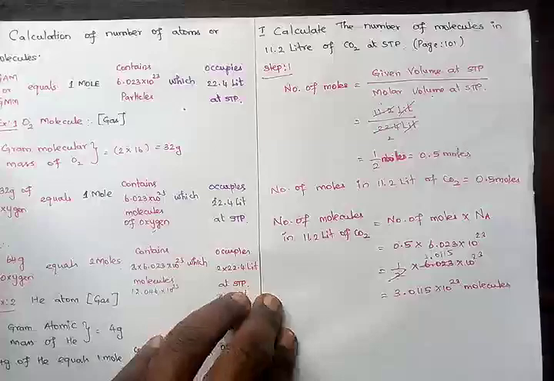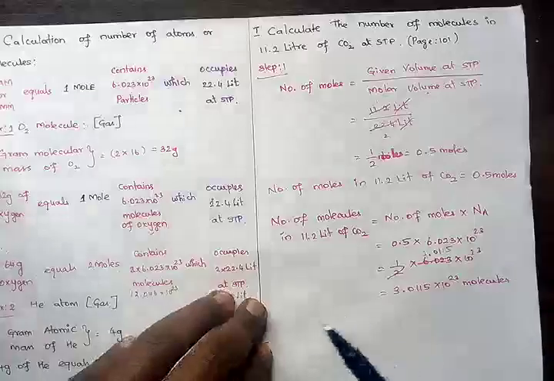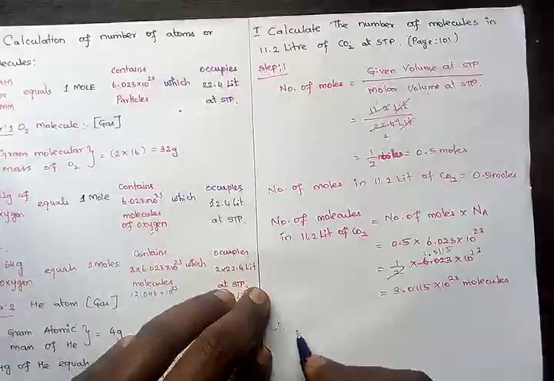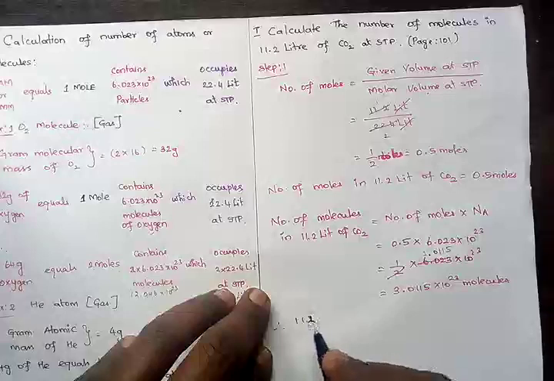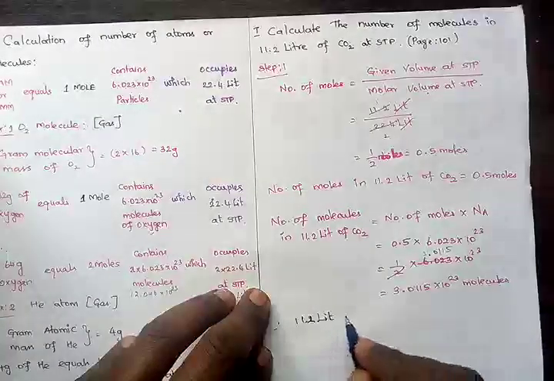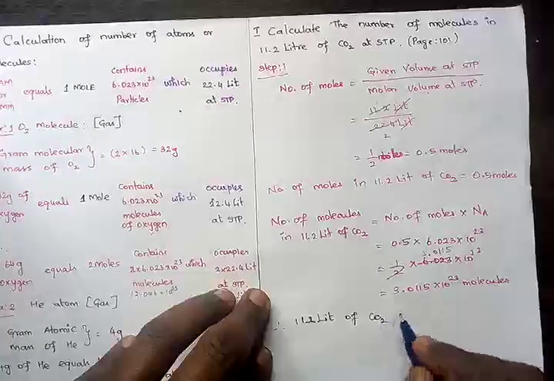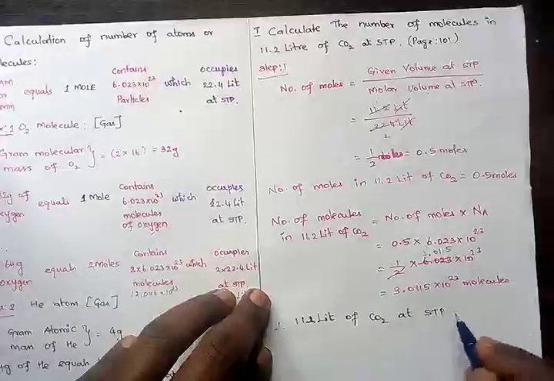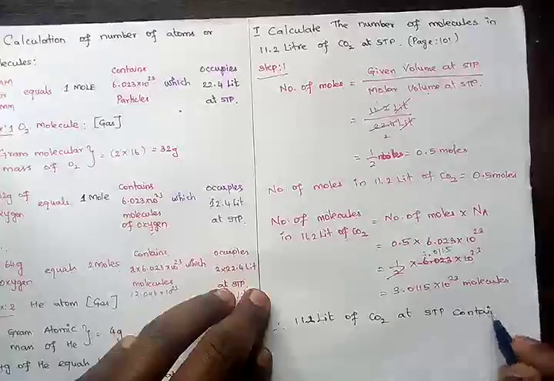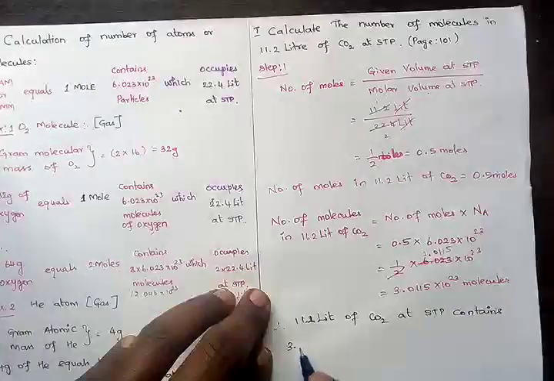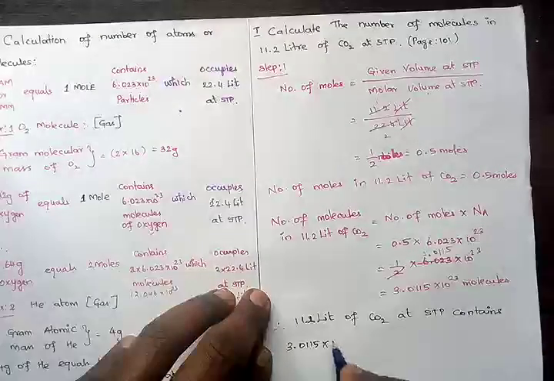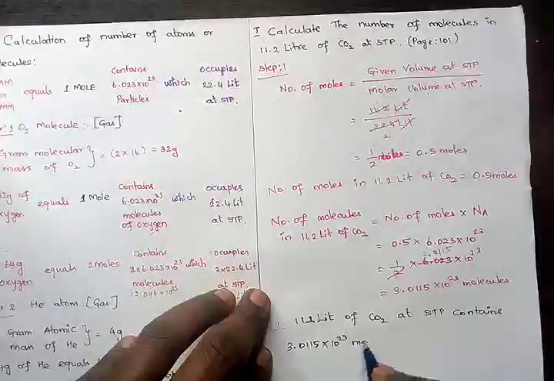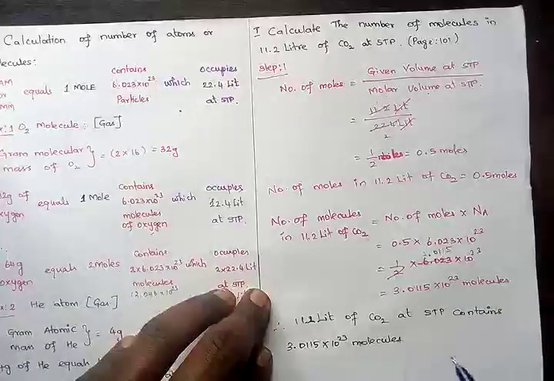So what I have calculated is this. Therefore 11.2 liters of carbon dioxide at STP contains 3.0115 into 10 to the power of 23 molecules, right?